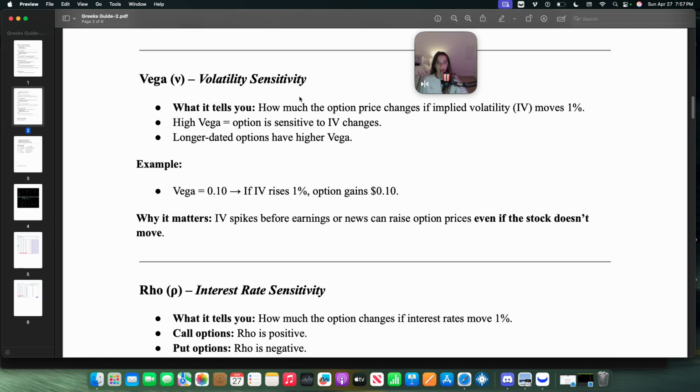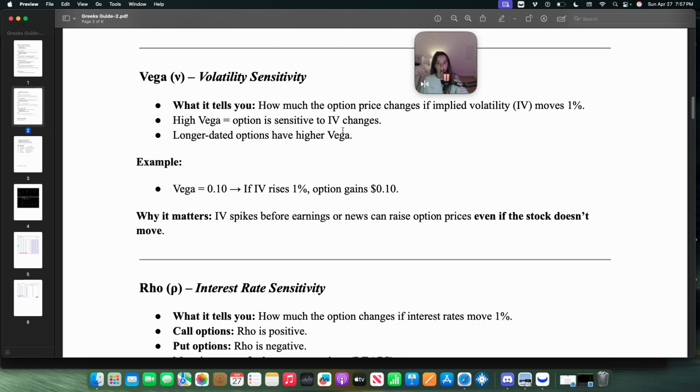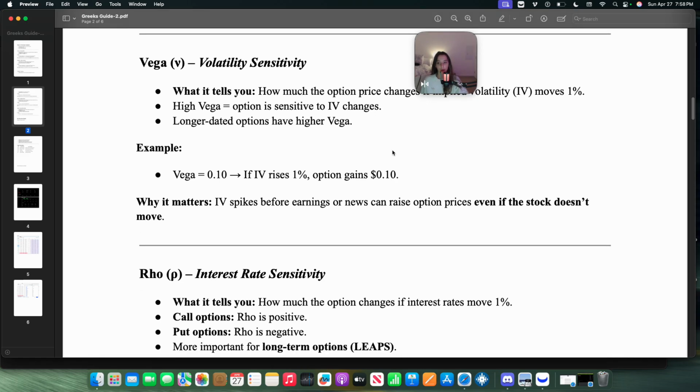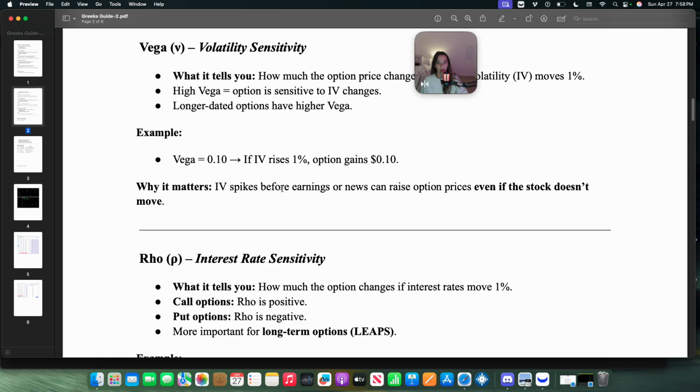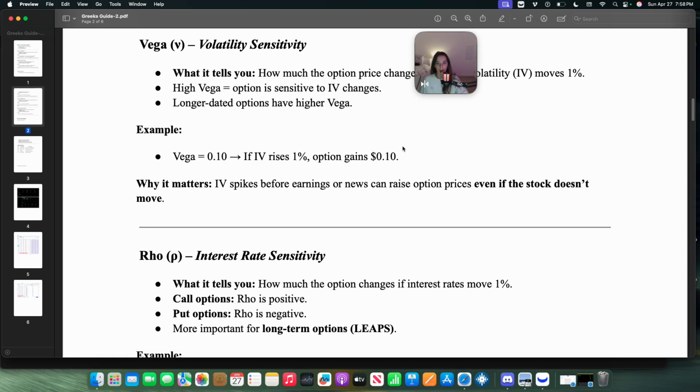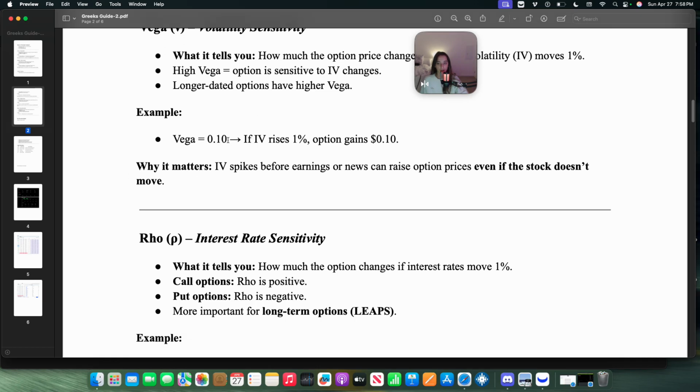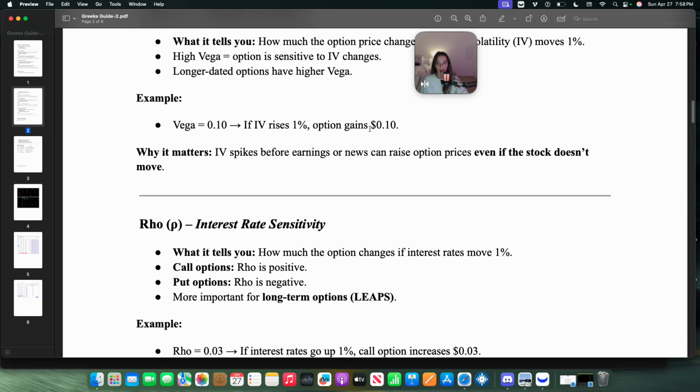But what it tells you is how much the option's price changes if IV moves 1%. A high Vega option is sensitive to IV changes. Longer dated options have higher Vega, so if you're doing LEAPS and stuff like that, it's going to have higher Vega. So let's say Vega is 0.10. If IV rises 1%, the option will gain 10 cents.